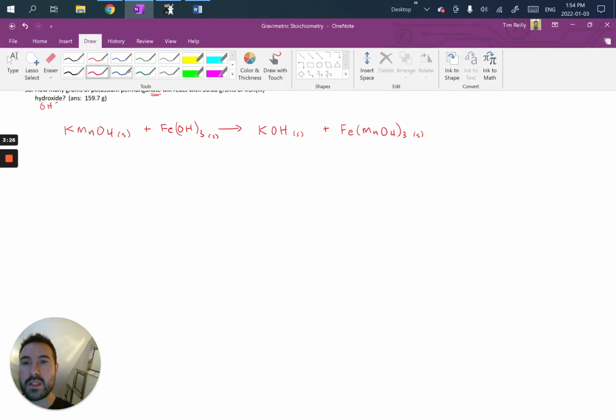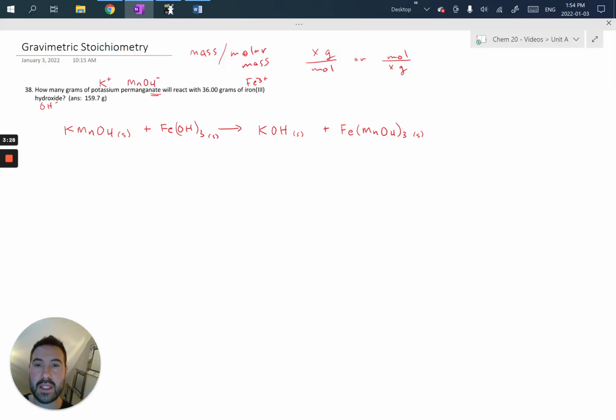Now the last thing I need to do is balance this. I'm going to look for my highest subscript numbers and go from there. So I have 3 MnO4s here on my product side. I'm going to need 3 of those, and then I'm going to follow up with my potassium. Now I have 3 potassiums on the reactants. I'm going to need 3 potassiums over here.